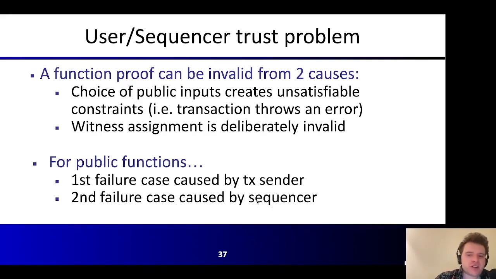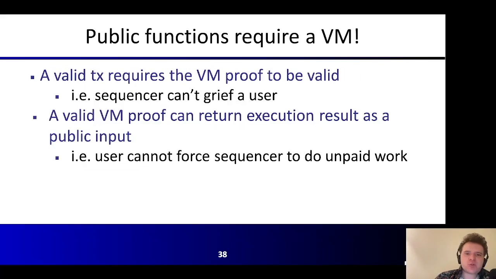And the second failure is caused by the sequencer or the prover. And for the future slides here, I'm going to use sequencer and prover synonymously because they have a similar role. It's basically one role that's being shared across two actors. So for simplicity, I'm just going to refer to them as sequencer from now on. But if the sequencer puts in invalid witness assignments, then they can make what would be a good transaction fail. And we have to be able to distinguish between these two.